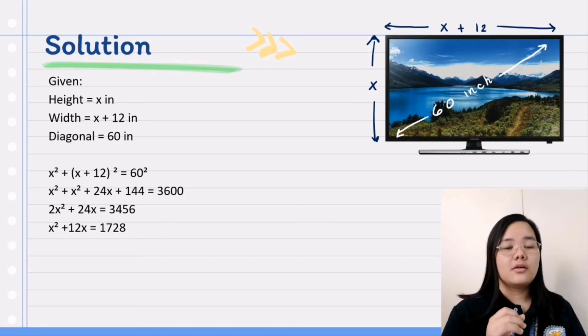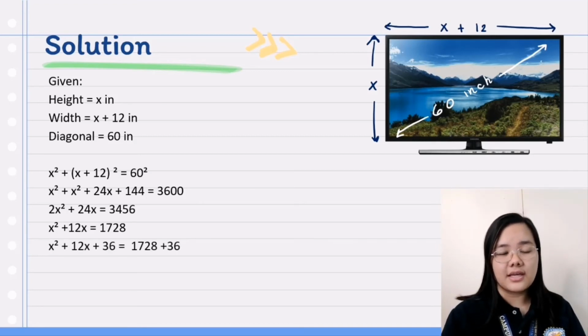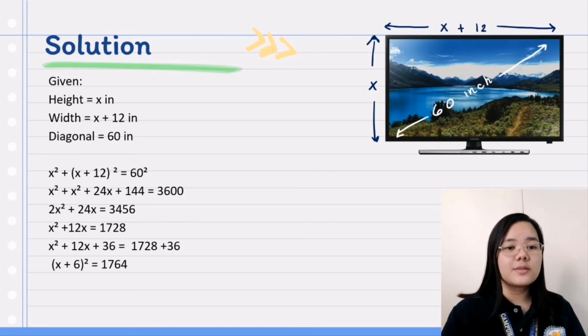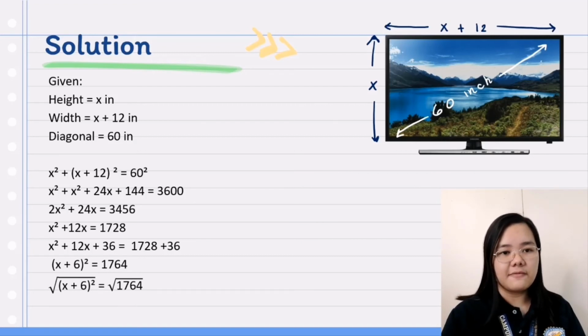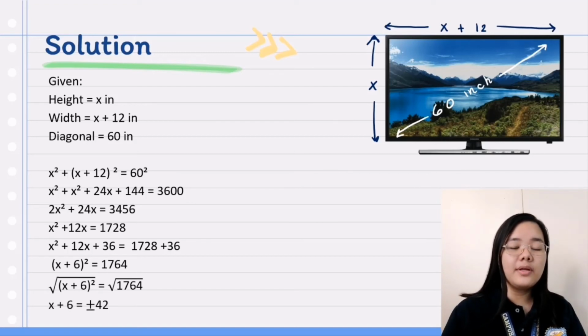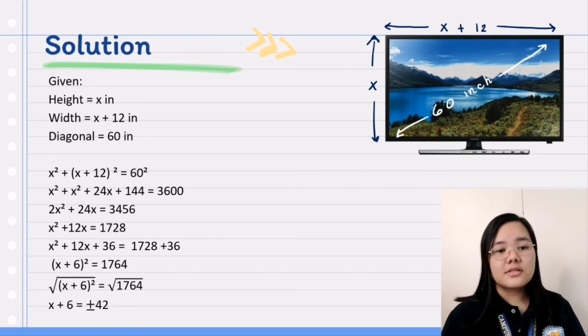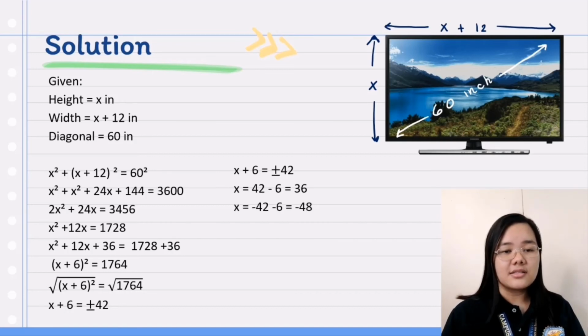We can add 36 on both sides, and x squared plus 12x plus 36 is a perfect square. So the quantity x plus 6 squared equals 1,764. Taking the square root of both sides, x plus 6 equals positive and negative 42. So we will have two possible answers, one positive and one negative. Our x is 36 and the other is negative 48.